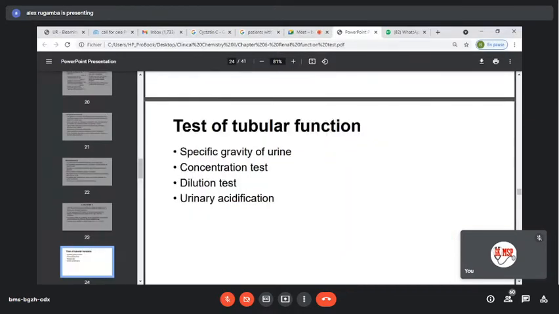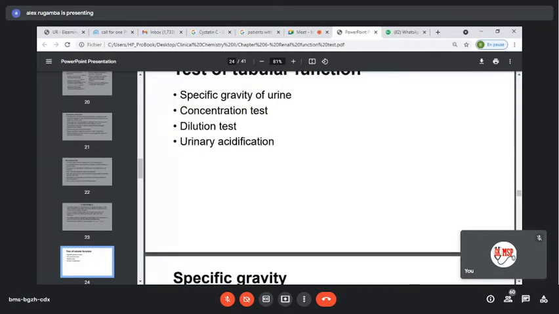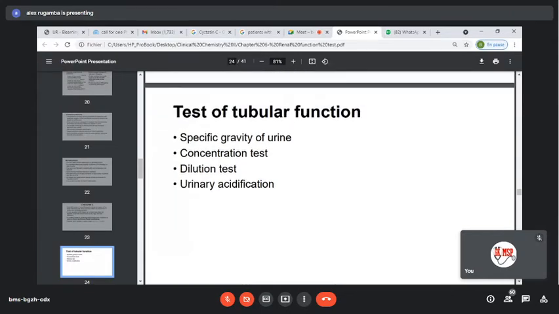So we finished with the glomerular, and then let's see what about tubular function. To assess tubular function, we have to measure the specific gravity in the urine, the concentration test, the dilution test, and the urinary acidification. Those are the main tests that I perform to assess the tubular function.